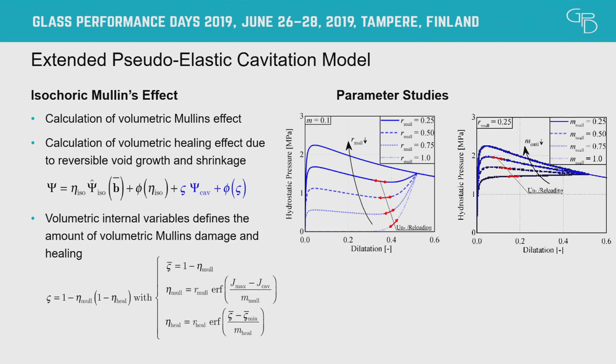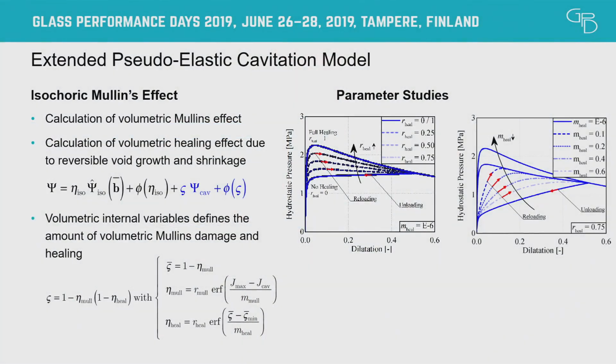We have here some parameter studies, and we are not going into the details of the parameters. If we change the parameters, we can adjust the softening due to the cavitation effect. We can adjust our volumetric degradation due to the Mullins effect, and we can additionally add some healing, which is really new and what we saw in our experiments.